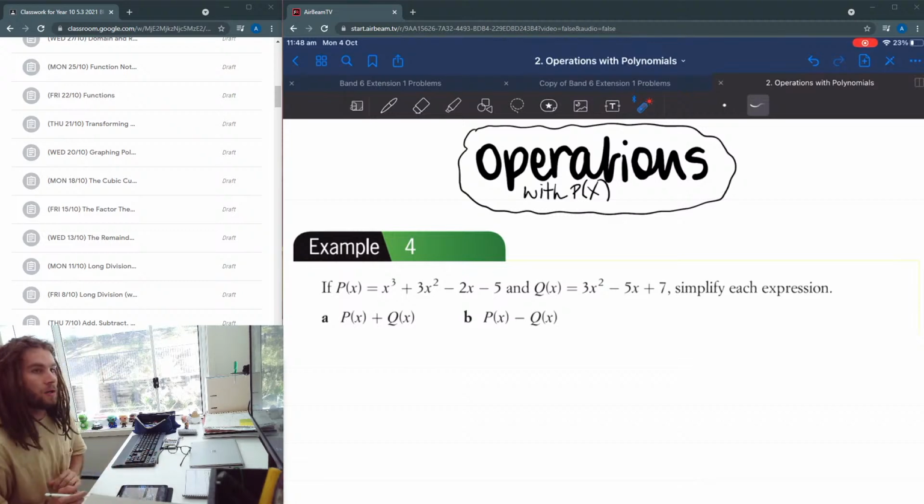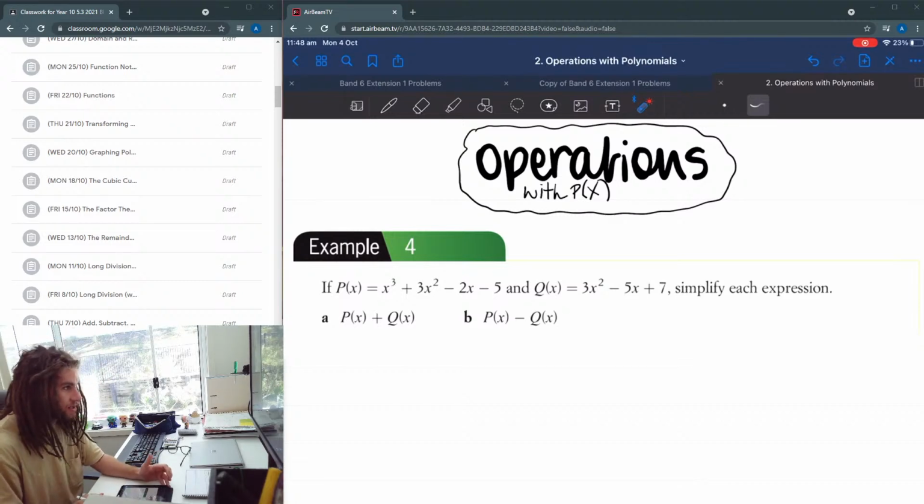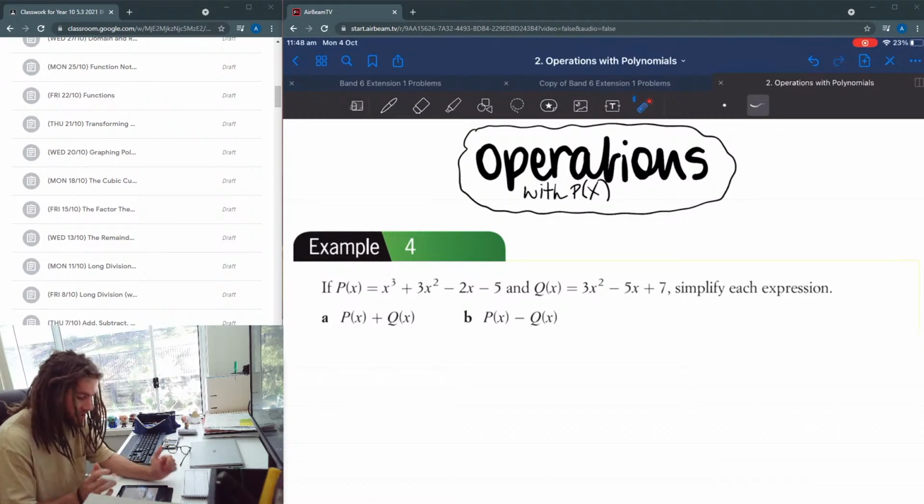Okay, adding and subtracting and multiplying. You'll notice that division is going to take 2 lessons because it's very strange, and we'll get to that. But these are pretty simple.